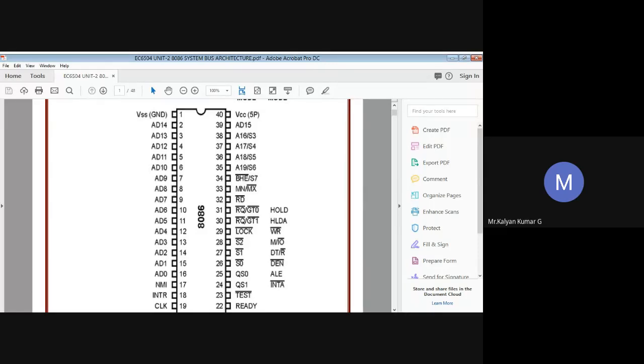Okay, please go through the function of each and every pin, especially BHE bar, read bar, test bar, read, ready, reset. These types of pins you should know, what is the function of these types of pins.